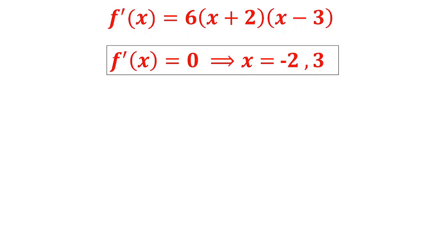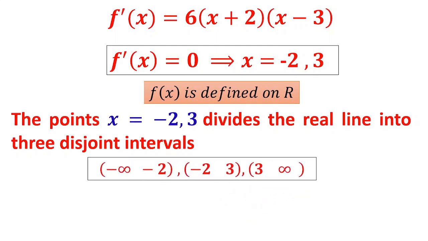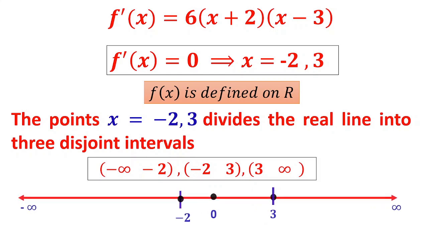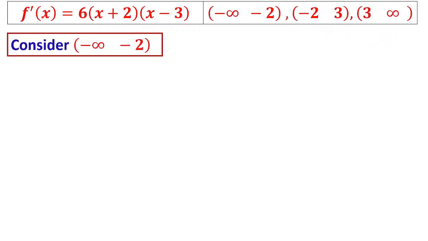Always after getting these critical points, arrange them in ascending order so that you can split the interval. I am splitting the interval into 3 disjoint intervals. At minus 2 and at 3 I have to split: from minus infinity to minus 2, minus 2 to 3, and 3 to infinity. What you have to do now? You have to take this f dash of x, and these are the intervals. Take one after the other.